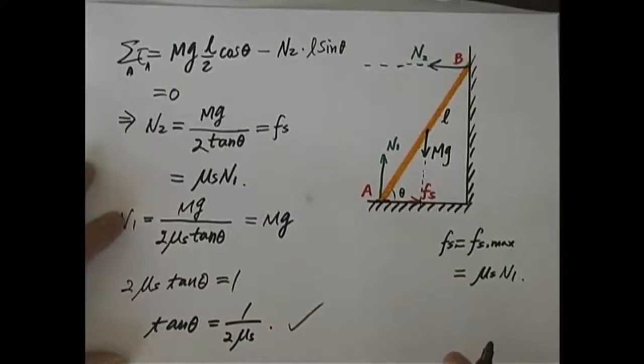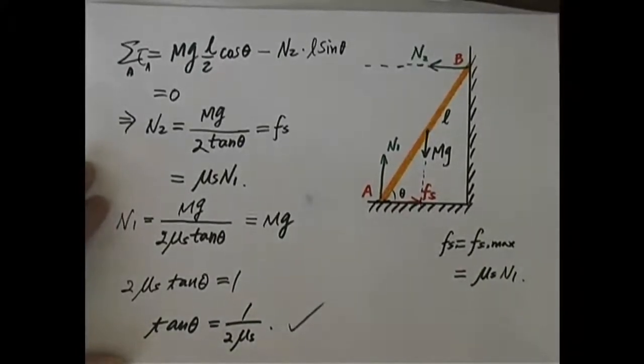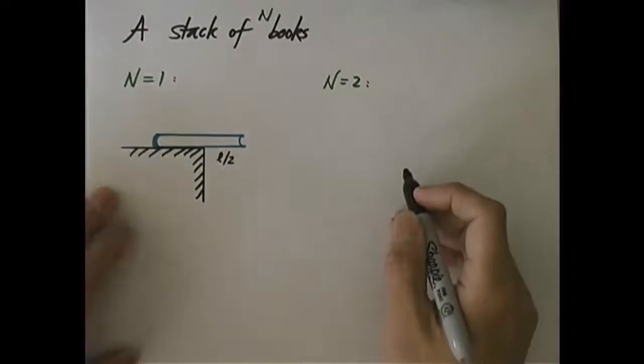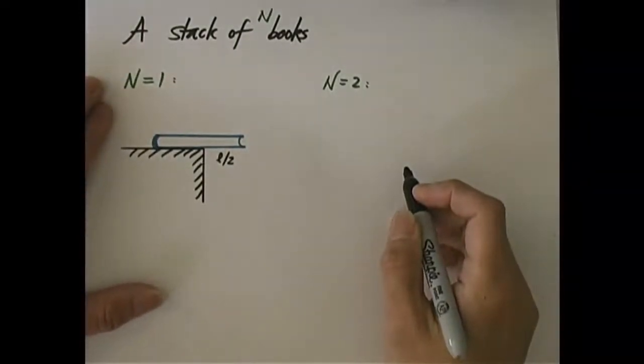So again, that is an example in which we utilize both the net force equal to 0 and net torque equal to 0, along with the critical condition when this thing is just about to slide, Fs equals its maximum value. Finally, we look at this amazing example.